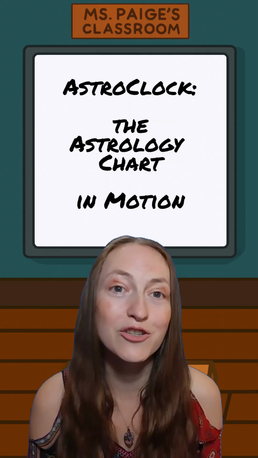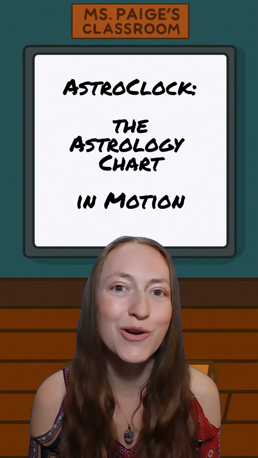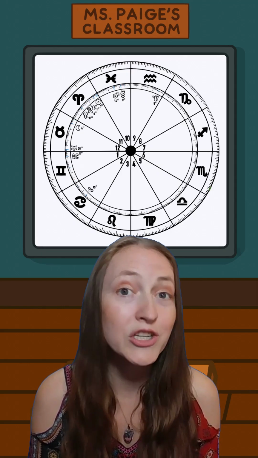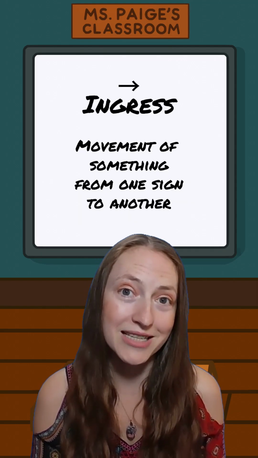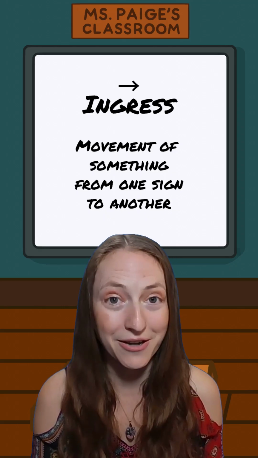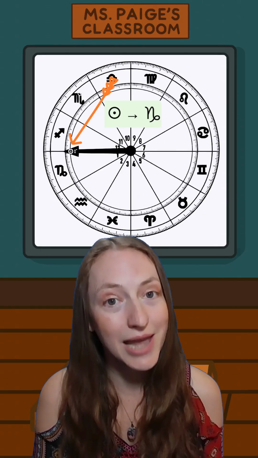To help us understand transits, let's see how they look on the astro clock. In the Astro Clock 101 course, we learned that astrology charts are snapshots of the astro clock, which is always moving. We start with an ingress, the movement of something from one sign to another. Here's the Sun ingressing into Capricorn.